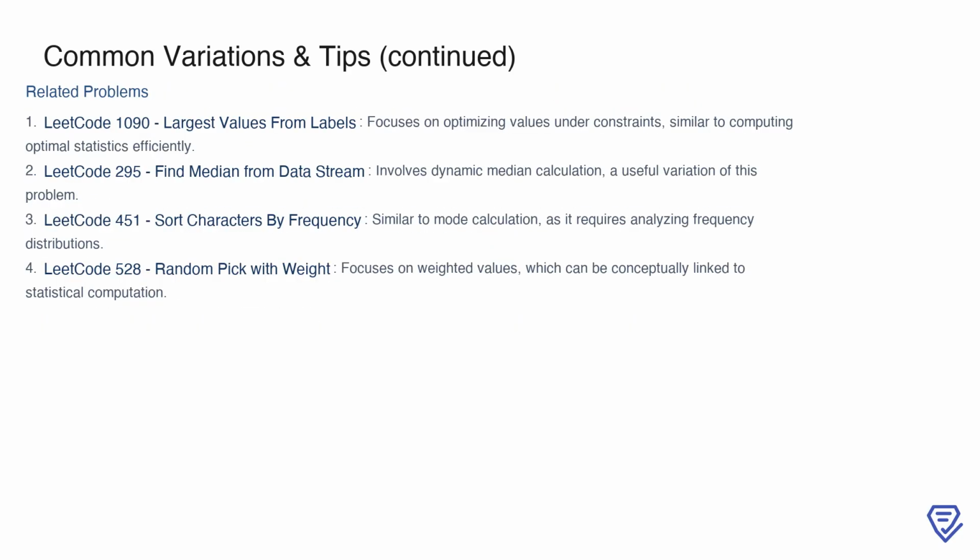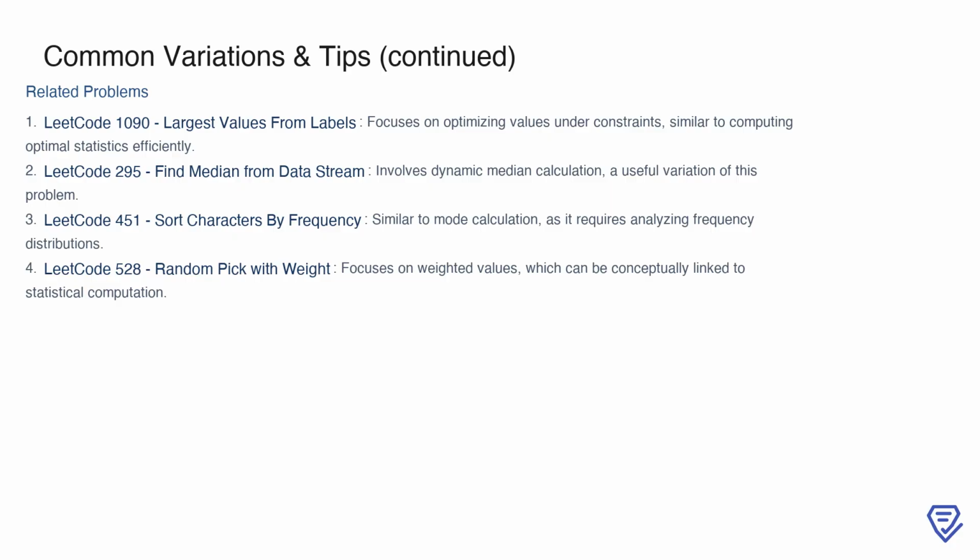Now let's connect this problem to some related challenges that you may encounter. For instance, LeetCode problem 1090, largest values from labels, focuses on optimizing values under constraints, which is conceptually similar to computing statistics efficiently. Another relevant problem is LeetCode 295, find median from data stream, which involves dynamically calculating the median as data is added or removed, a useful variation that builds on the concepts in this problem.